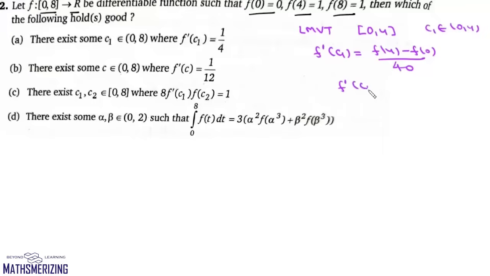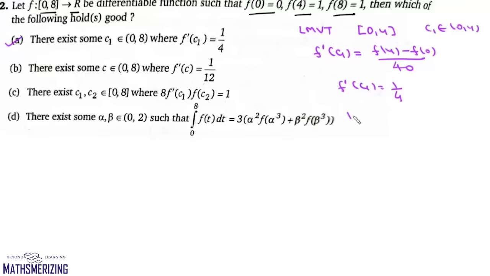Now f dash c1 will be f4 minus f0 upon 4, which is 1 by 4, since f4 is 1 and f0 is 0. So there exists a point c1 in the interval 0 to 4 such that f dash c1 is 1 by 4. If it is in 0 to 4, it will also be in 0 to 8. So that means this option A is correct.